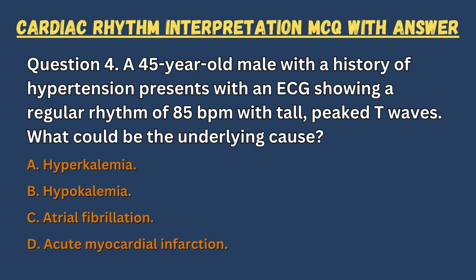Question 4. A 45-year-old male with a history of hypertension presents with an ECG showing a regular rhythm of 85 BPM with tall, peaked T waves. What could be the underlying cause? A. Hyperkalemia. B. Hypokalemia. C. Atrial fibrillation. D. Acute myocardial infarction.